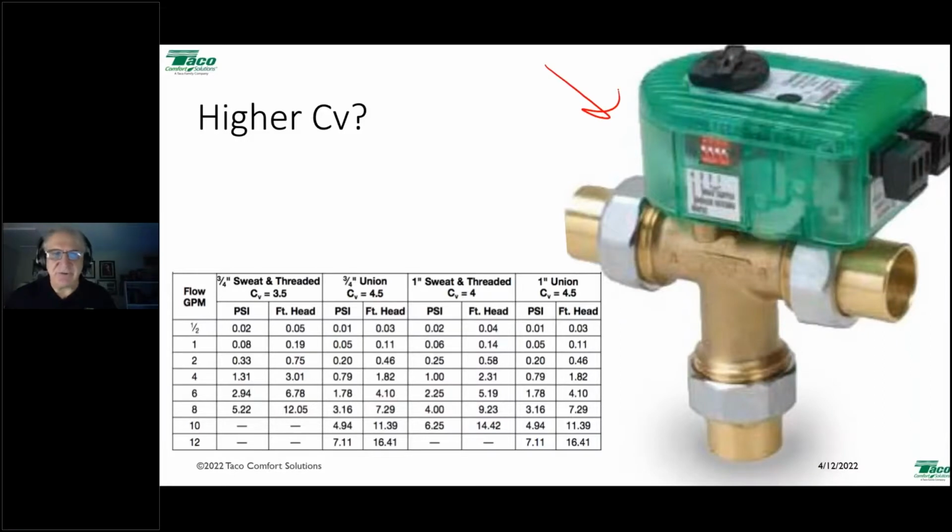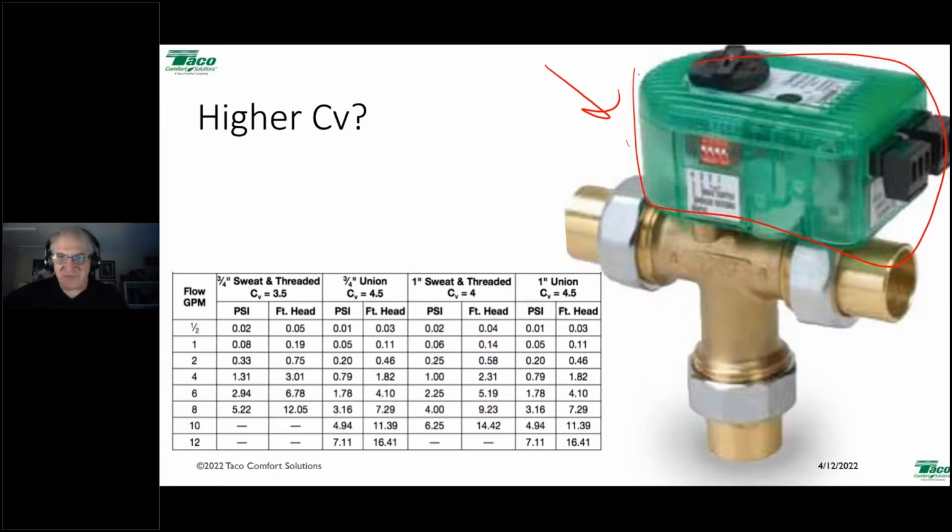Okay, in this case, it's a 3-way valve, a motorized 3-way mixing valve that has a slightly higher CV. But on top of that, in this little green box here, is a fully functional outdoor reset control. Whereas a fixed temperature tempering valve is by definition fixed temperature, meaning whatever water temperature you set it up for, bam, that's what it's going to give you. The Taco I valve will give you outdoor reset.